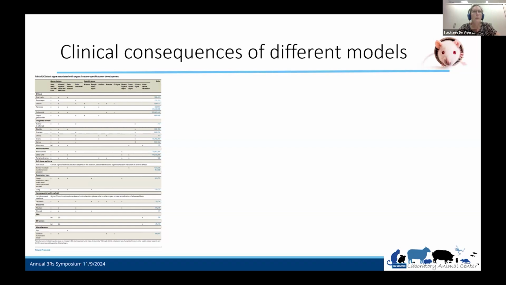As I said, our main focus was really on the clinical consequences of the different models. And I know you cannot read this table, but I'll guide you through it. So what we actually did is made a table where on the left-hand side, we have the different tumor models. And on the x-axis, we have the adverse effects that can be seen. And then we put crosses for each clinical sign that can be seen in a certain tumor type.